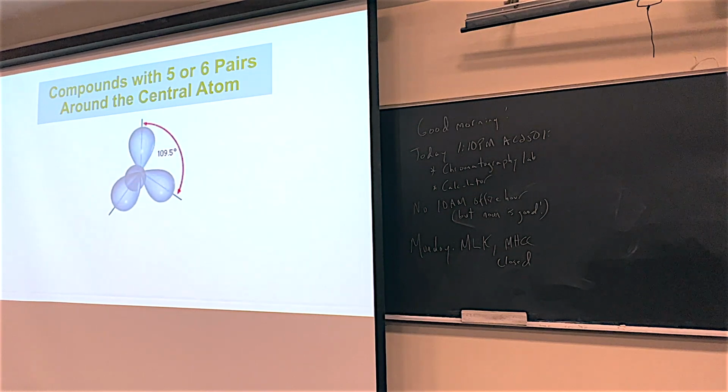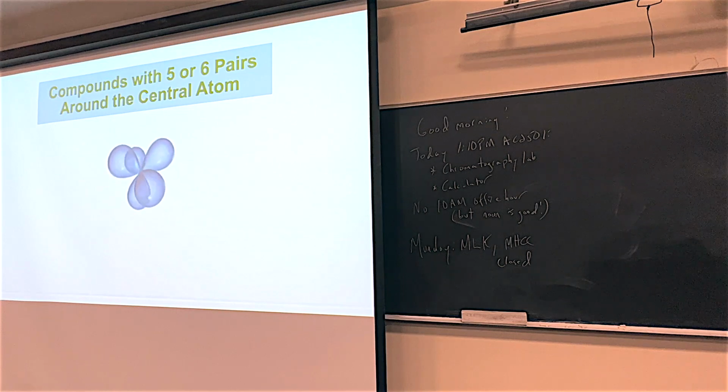Tetrahedral, 109.5. Now, this one is called the trigonal bipyramid, and we're going to talk about what this thing is all about. And if you add a 6th one, you end up with what's called octahedral, all right? So 5 and 6 clouds, same idea. You want to keep them as far apart from each other as possible.